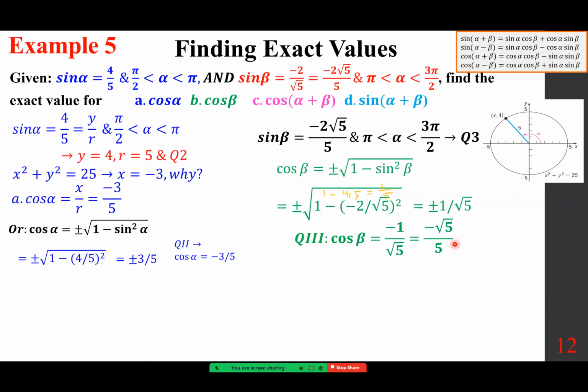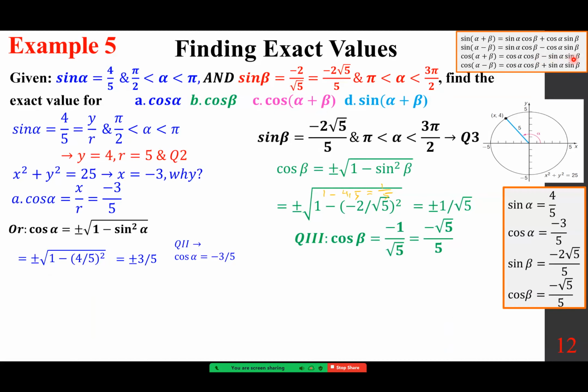you can rationalize. Now, if I want to calculate cosine of alpha plus beta, I use cosine alpha cosine beta minus sine alpha sine beta. And I'm going to write the summary of what I found. Sine alpha is 4 over 5. Cosine alpha is -3 over 5 from this column. From this column, sine beta is negative 2 square root of 5 over 5. Cosine beta is minus square root of 5 over 5. Now I'm going to put them into the formula for cosine of alpha plus beta.